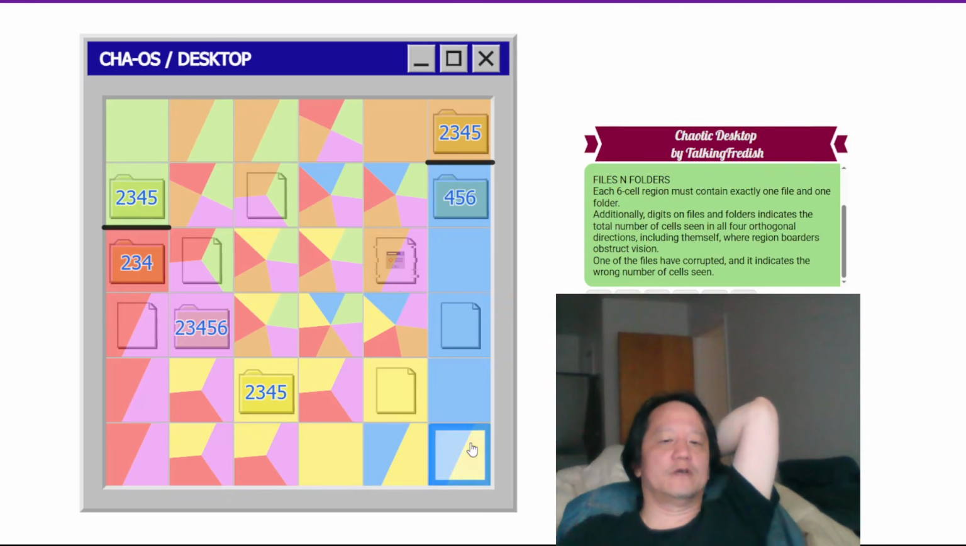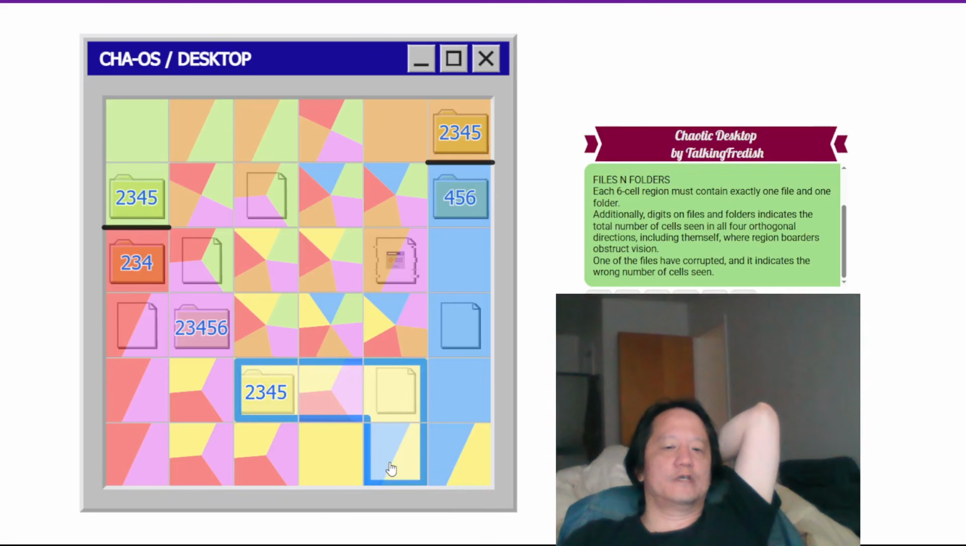Can this be yellow? 1, 2, 3. Yep, 4, 5, 6. That's possible.